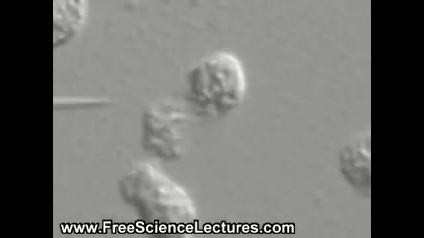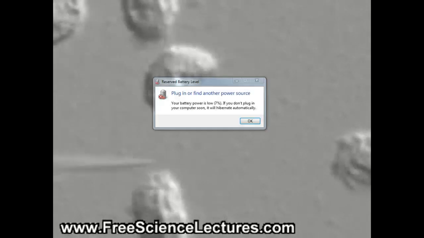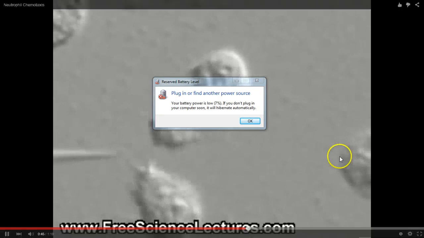Smells good over there. When the source of the chemoattractant is moved, the neutrophil immediately sends out a new protrusion, and its cell body reorients towards the new location.